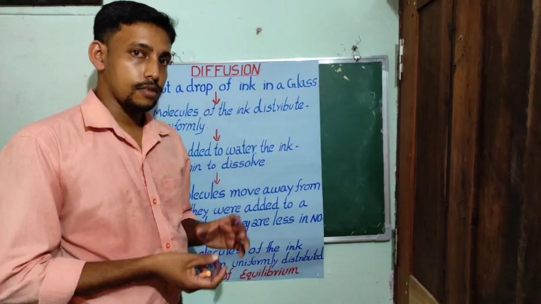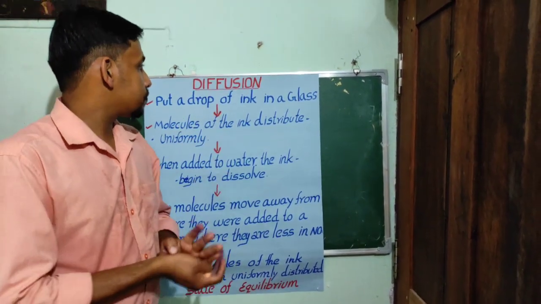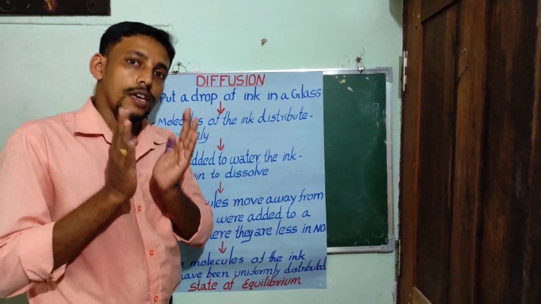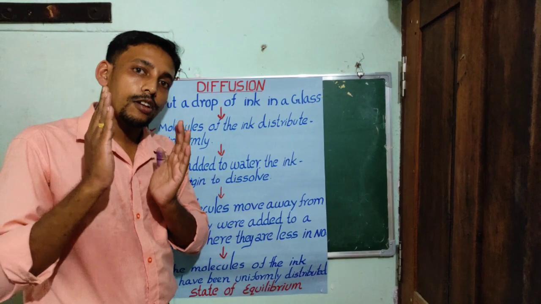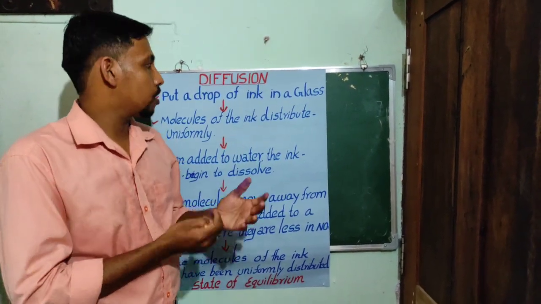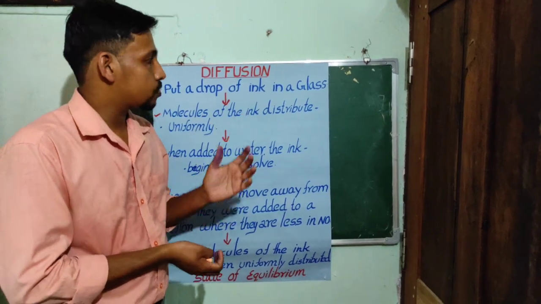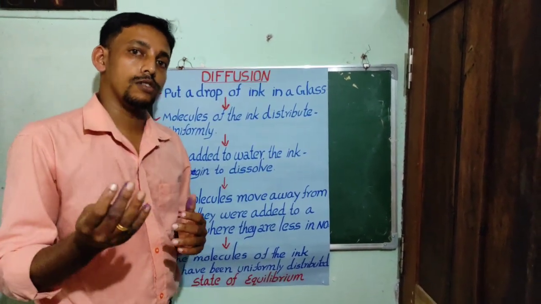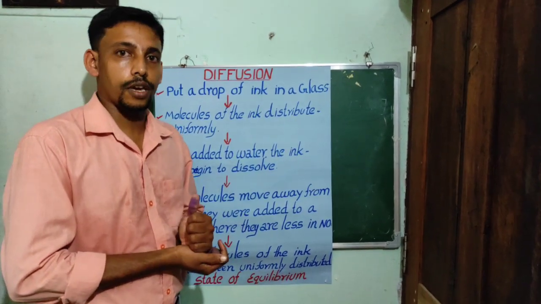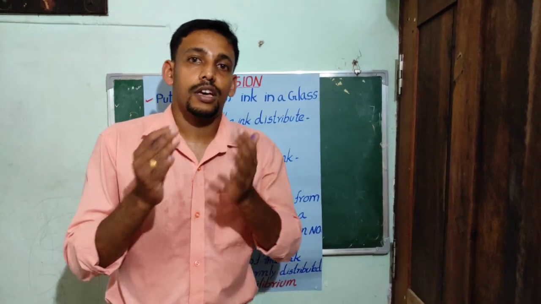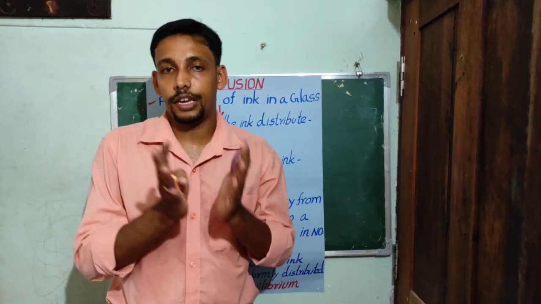Okay, so what is diffusion? It is the movement of molecules of a substance from higher concentration to lower concentration. That is diffusion. So this is one of the processes involved in the absorption of water from the soil into the plant body. In the next class we will describe the other processes involved here.